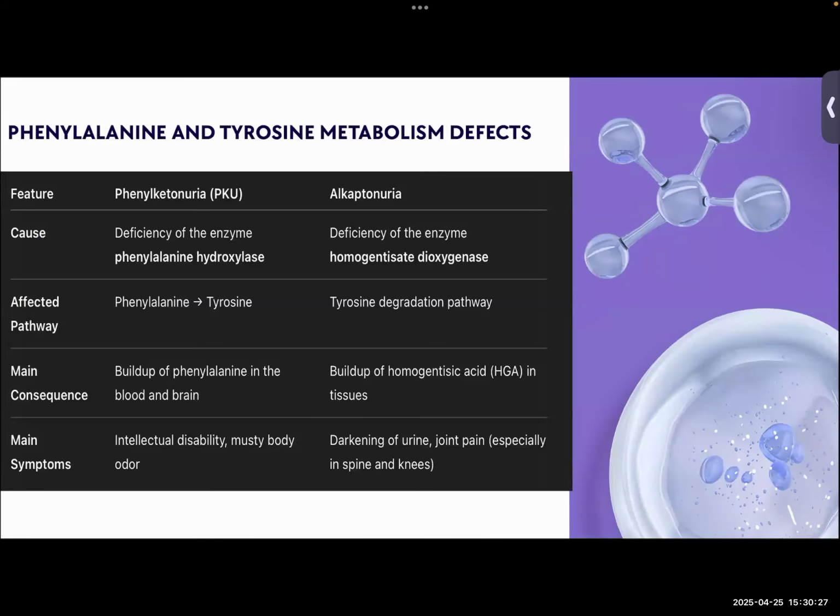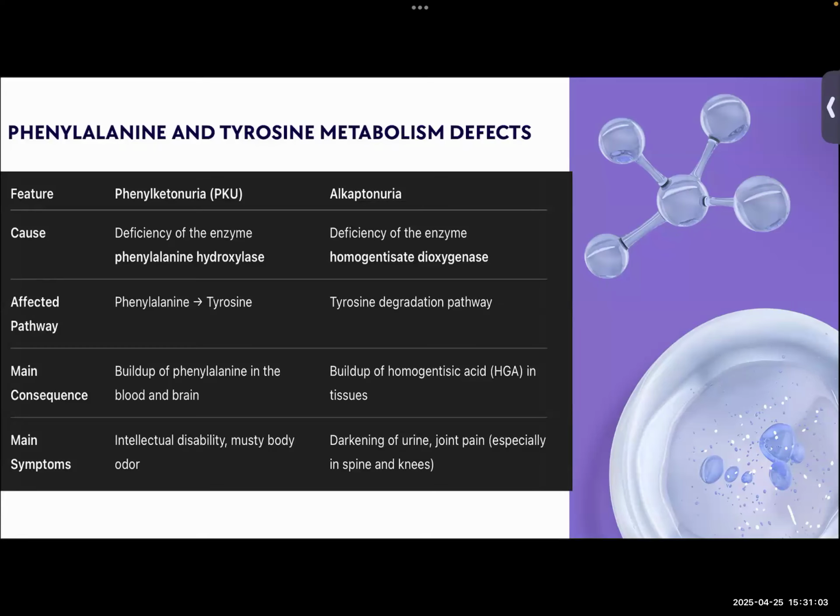Now, it was mentioned slightly, so I put it in here. There are 2 metabolic defects that involve this pathway. The first one is phenylketonuria, and the second one is alkaptonuria. Phenylketonuria is a deficiency of the enzyme phenylalanine hydroxylase. This enzyme is responsible for the conversion of phenylalanine into tyrosine, like you saw on the previous slide. So when you don't have this enzyme, phenylalanine builds up in the blood. When it builds up in the blood, it can cause intellectual disabilities and a musty body odor.